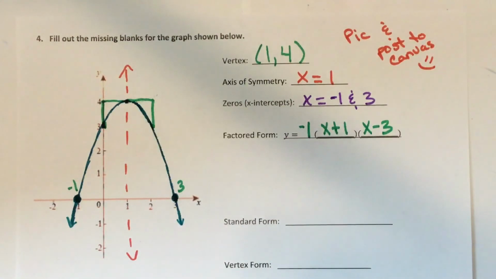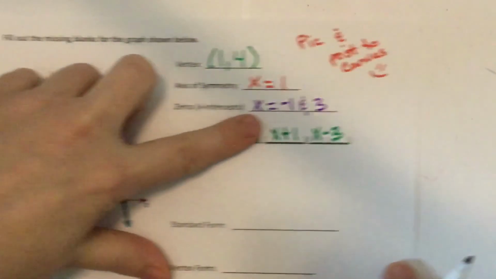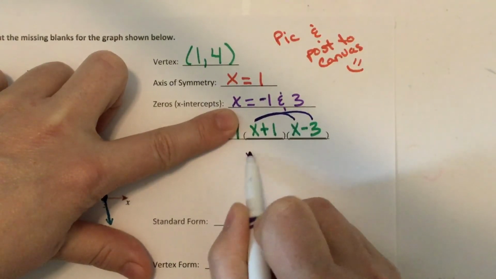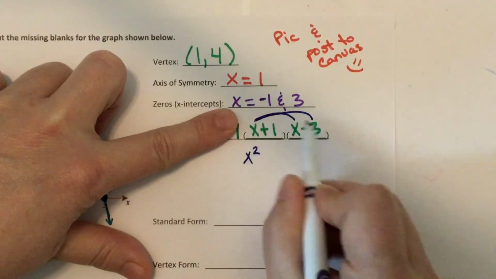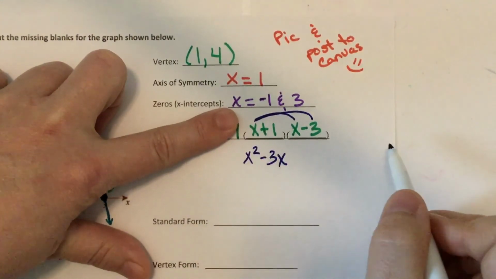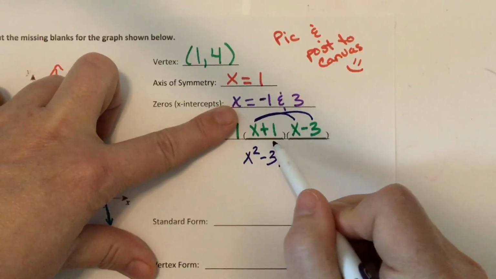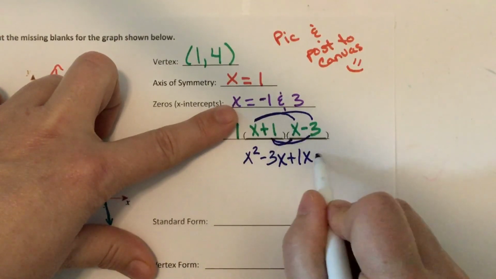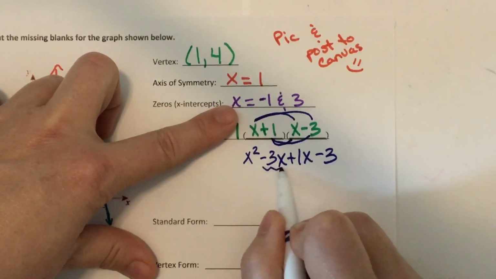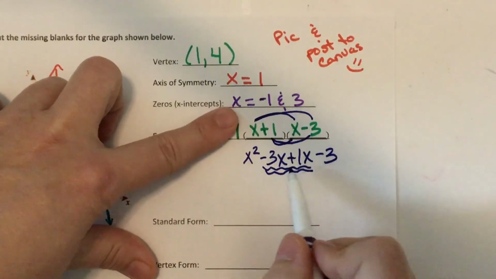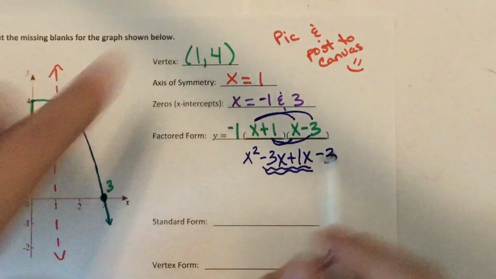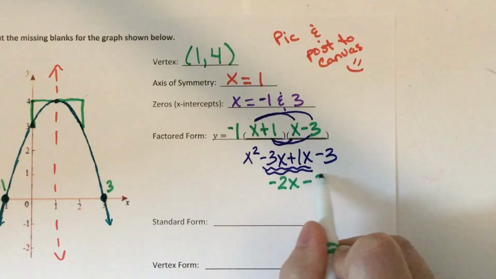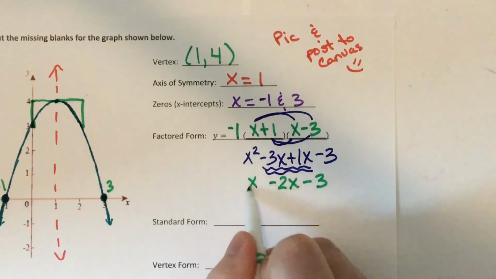Okay, let's multiply this out. So first, I'm going to take x times the x minus 3. So x times x is x squared. X times -3 is -3x. Now I'm going to distribute the 1 with the x minus 3. So 1 times x is 1x. And 1 times -3 is -3. I'm going to go ahead and combine like terms real quick. I don't have to, but I'm going to. So -3x plus 1x makes a -2x. I'm going to drop the -3 that's in the back. And I'm going to drop the x squared that's in the front.